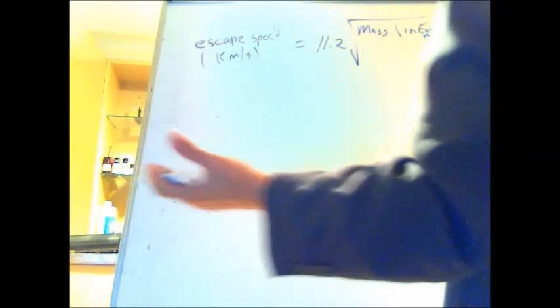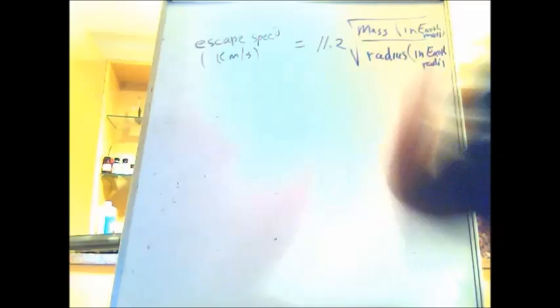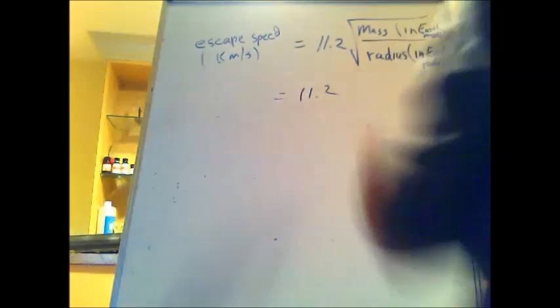So it turns out that there is a formula we can use to find the escape speed in kilometers per second. For any planet, the escape speed is equal to 11.2 times the square root of the mass of that particular body in Earth masses. So for Earth, the mass would just be 1. For something with twice the mass of the Earth, its mass would be 2, etc. Divided by the radius of the body in Earth radii. So clearly, for the Earth, this is 1 over 1, and it's just going to be 11.2.